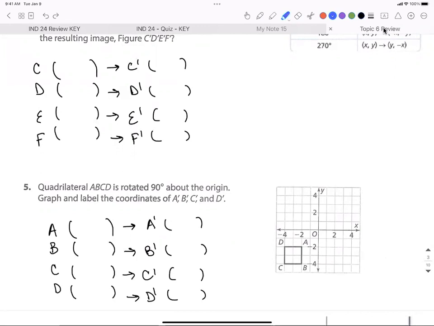You're right. I was thinking it was 100 degrees, but then I realized this was a 90-degree. That's why. All right. Good.